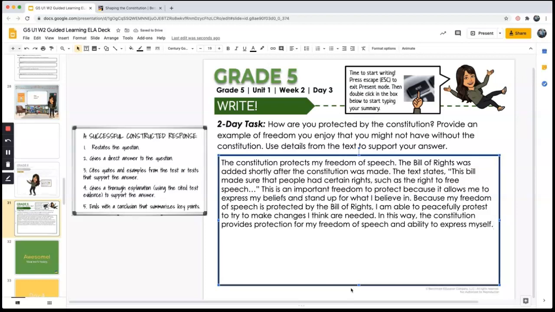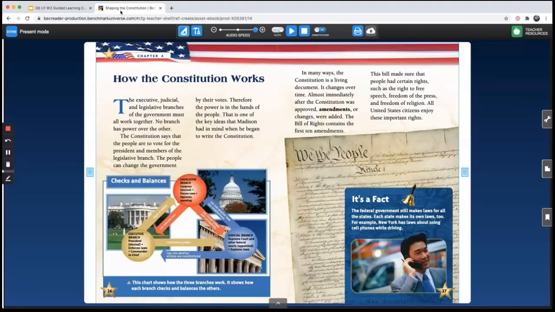All right, this is my response to this writing prompt. Your response is going to be a little bit different. So, tomorrow, as you read chapter 4 here, you may notice other freedoms. You can choose other freedoms.